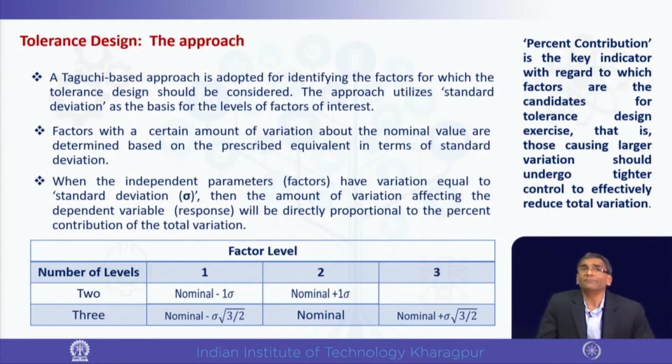Now, here is the formula for this, as you would find in the handbooks and other places on Taguchi etc. The minimum is nominal minus standard deviation multiplied by square root of 3 by 2, and the maximum is nominal plus standard deviation into square root of 3 by 2. This has already been devised and it is universally accepted and used by practitioners and everybody. And the mid value is nominal, as I said. So, this is the fundamental understanding.